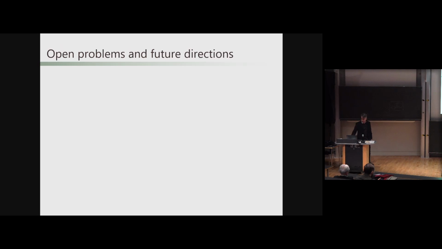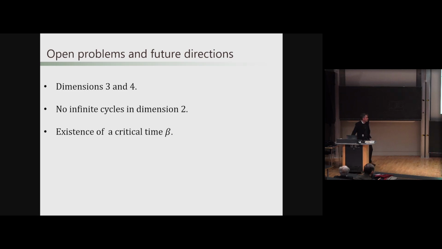Yeah, so I can tell you some other open problems. We'd like to know about dimension 3 and 4. In dimension 2, there's also the question of showing there's no infinite cycles. We also don't know the existence of a critical value of beta. So there's no obvious monotonicity in the process. So we can't rule out the, obviously very unlikely scenario where you go from having no infinite cycles to infinite cycles, and then back to no infinite cycles, and then back to infinite cycles. So that's a bit embarrassing.